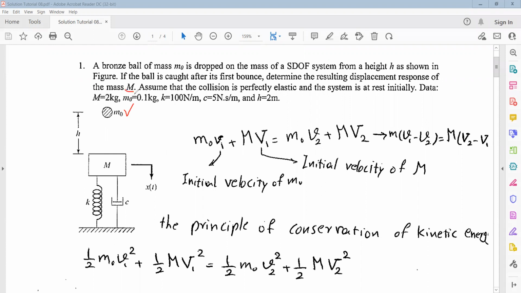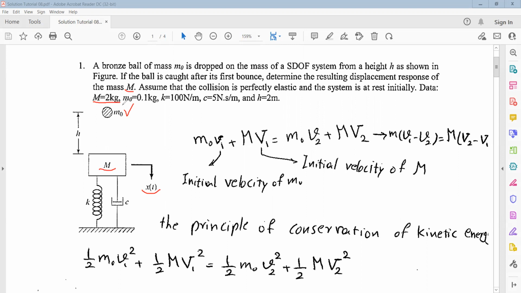This mass M, shown with uppercase M, in fact is the mass of the system, a vibrating system, with displacement or degree of freedom x(t). Assume that the collision is perfectly elastic and the system is at rest initially, and we want to use these data.